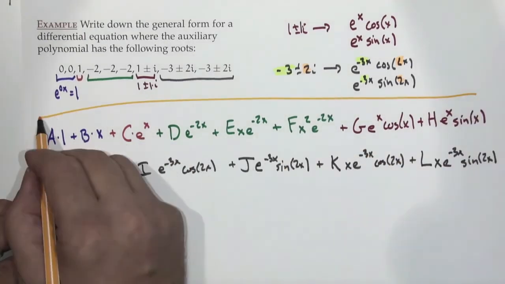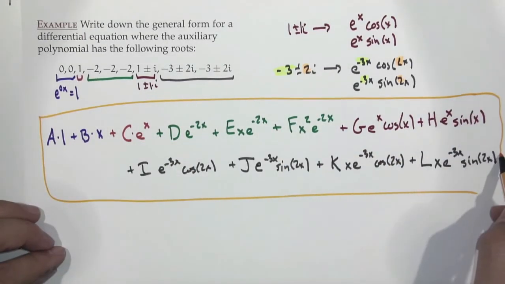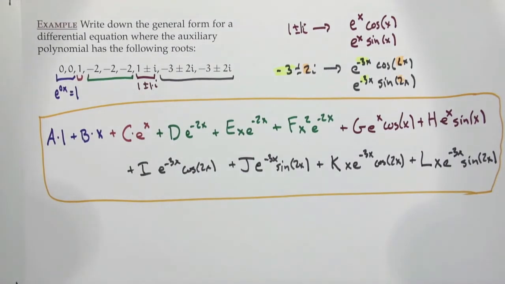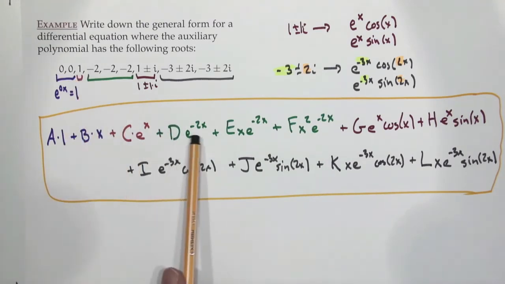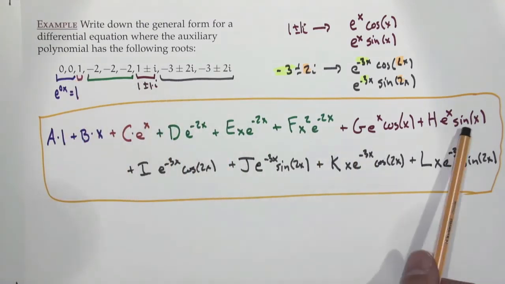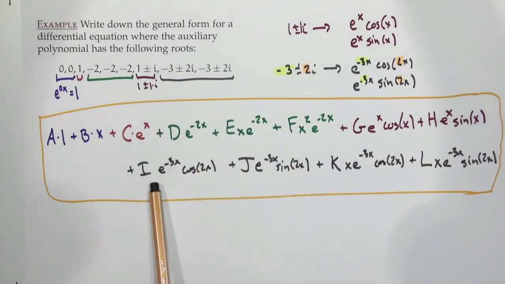Box it. We're done. Every single root has been accounted for. You got your 2 zeros, your 1, your 3 minus 2s, your 1 plus minus i, and your repeated negative 3 plus minus 2i. So that's the solution.